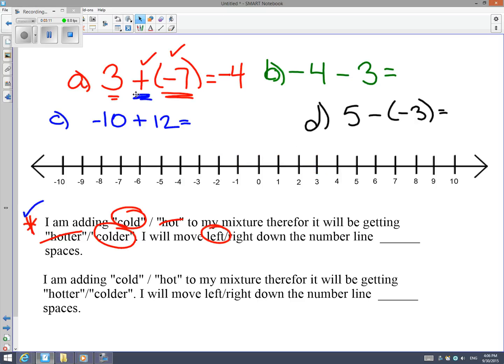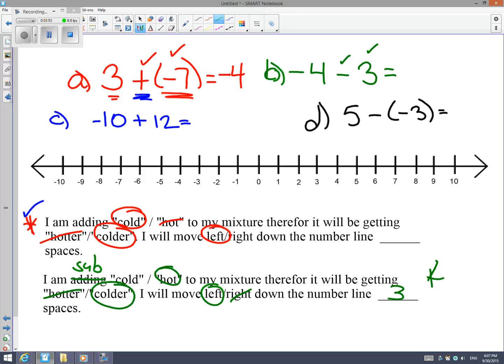All right. Our next one up here in green is -4 minus 3. And really what you have to say to yourself is, I am subtracting, because that's what this is, and I'm subtracting warm. So actually this one doesn't work. This would have to be, I'm subtracting hot, and if I take hot away, it must be getting colder. And if it's getting colder, I know colder means I'm going to move left down my number line. And I'm going to move down my number line 3 spaces.